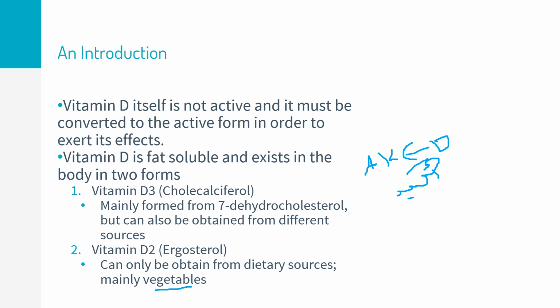So vitamin D2 and vitamin D3 differ only in the side chains of ring D. The side chain in vitamin D3 or cholecalciferol is characteristic of cholesterol, whereas that of vitamin D2, ergocalciferol, is characteristic of plant sterols.